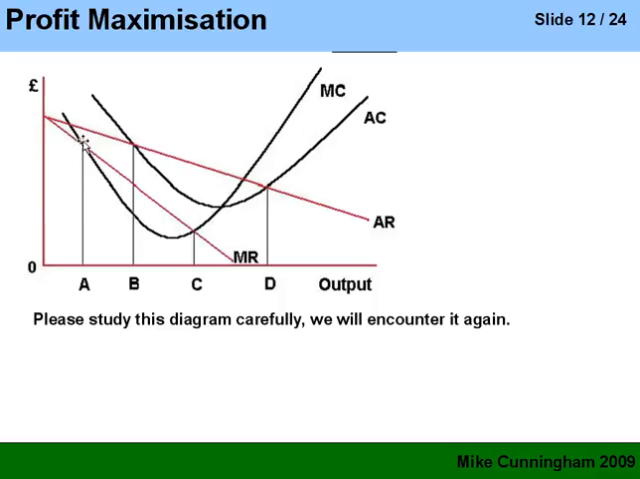So at the point A, marginal cost equals marginal revenue, and at the point C. Point B, by the way, is just a break-even point where average revenue equals average cost. So the company in total will be breaking even at B, and it'll also be breaking even at D. But per unit, marginal cost and marginal revenue are equal at A and at C.